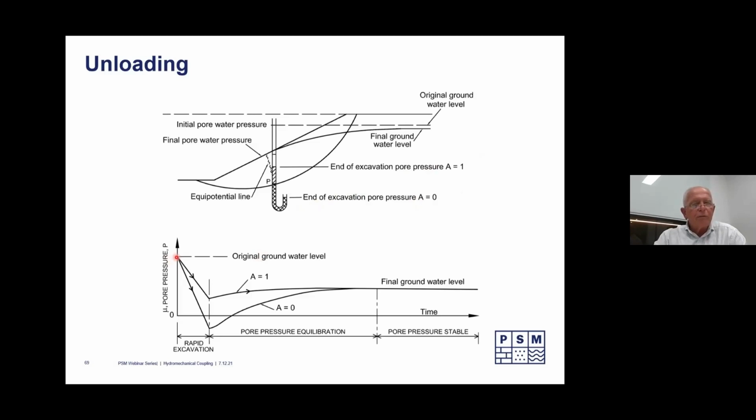And this shows you over time how, as the slope is dug and before the new groundwater table forms, at this location, we generate a negative pore pressure because we've taken the load off, and then that slowly dissipates over time.